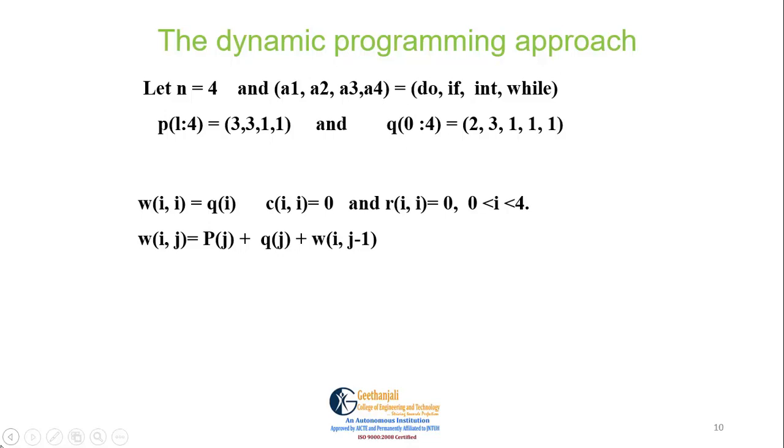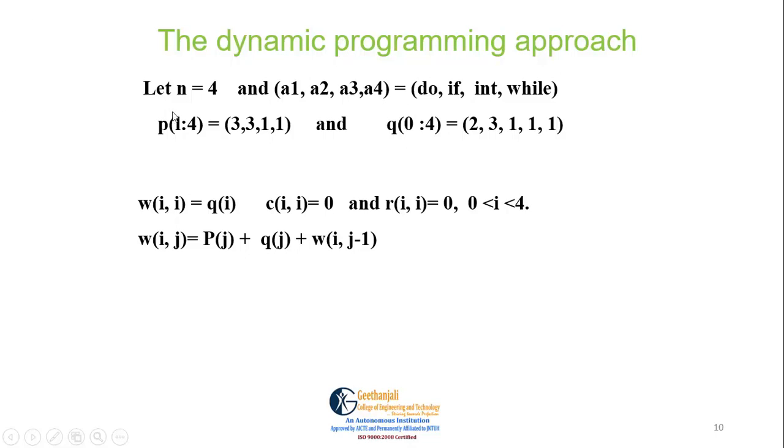What is the root element in the empty tree? Null only. That's why it is written 0. So C of i,j is the cost of the subtree, R of i,j is the root of the subtree, and W of i,j is the weight, the frequency of the subtree.